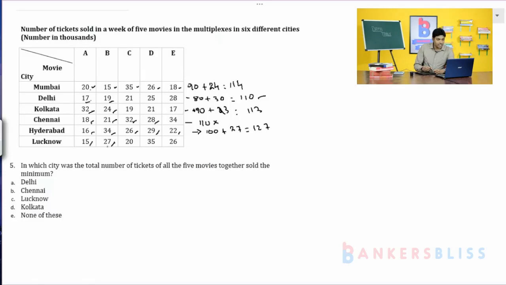So 10 plus 20, 30, 30 plus 20, 50, 50 plus 30, 80, 80 plus 20, 100, 100. So plus we want to calculate. See, we want to get 110. If we get more than 10 here itself, then no need to calculate further. See, 5 plus 7, we get 12. Okay, but we want to calculate only 110. So no need to calculate further. So the minimum value among these 6 cities is 110, that belongs to Delhi. So option A is the right answer.